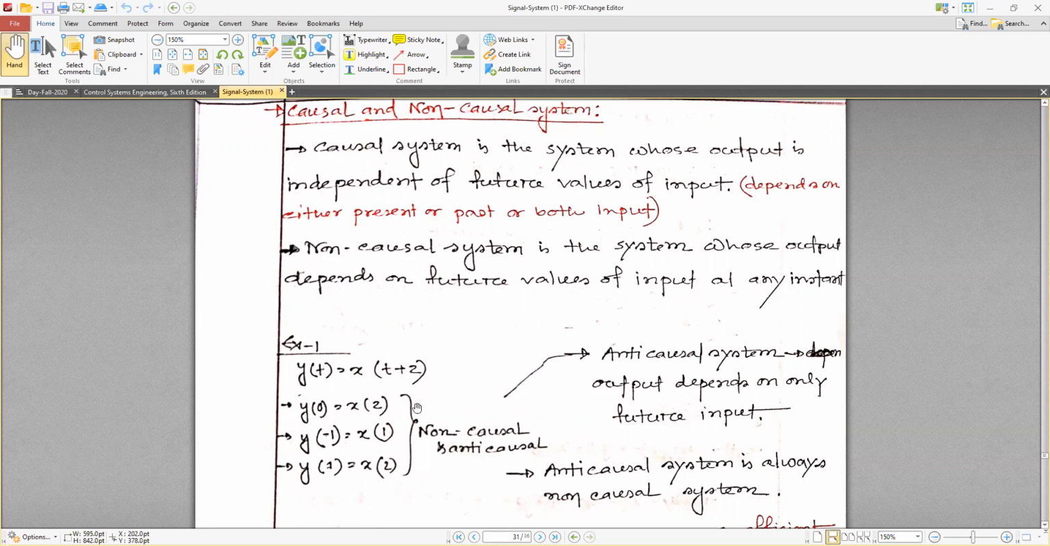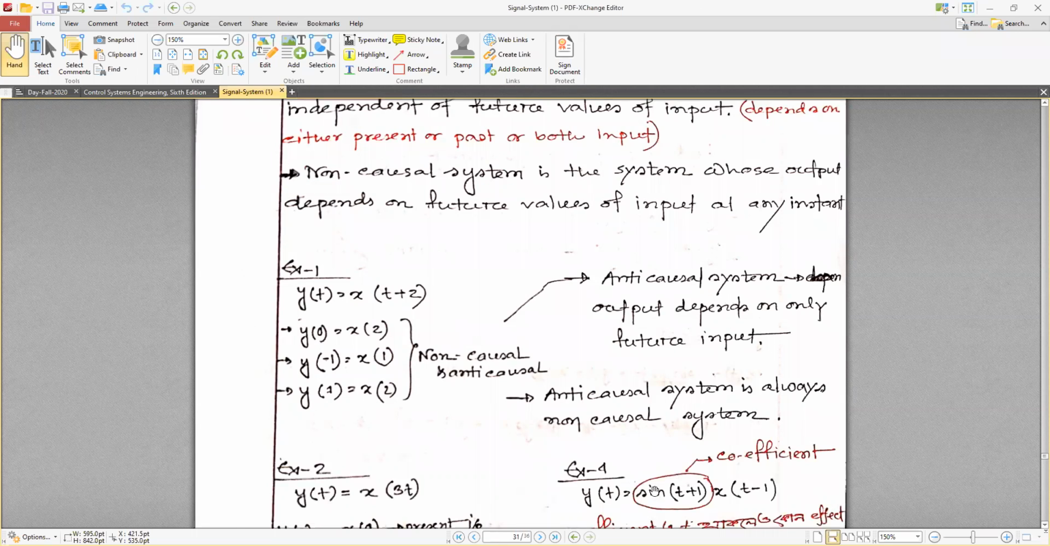See, y of 0 is equal to x of 2. Definitely it depends on the future value of the input. y of minus 1 is equal to x of 1, so it depends on the future value. y of 1 is equal to x of 2. y of t is equal to x of t plus 2. So we can call it non-causal or anti-causal. Anti-causal system: output depends on the future input. An anti-causal system is always a non-causal system.